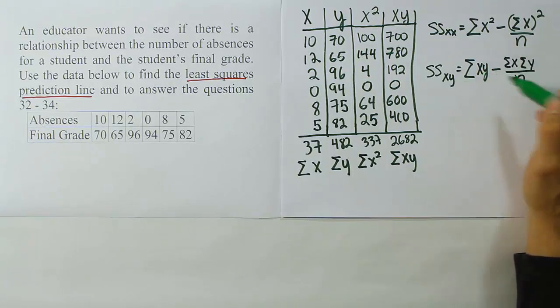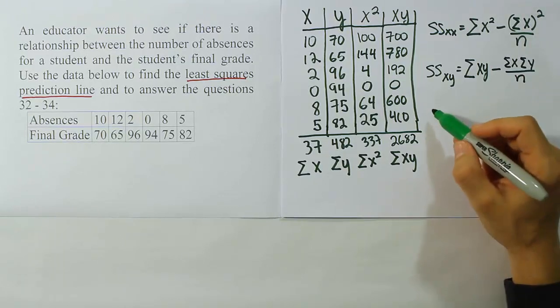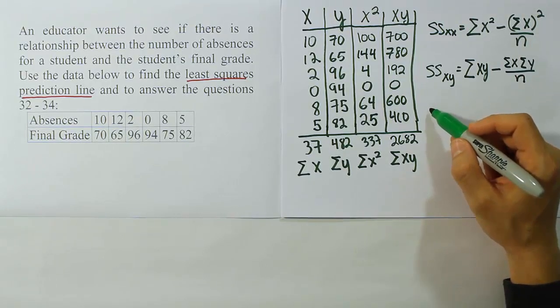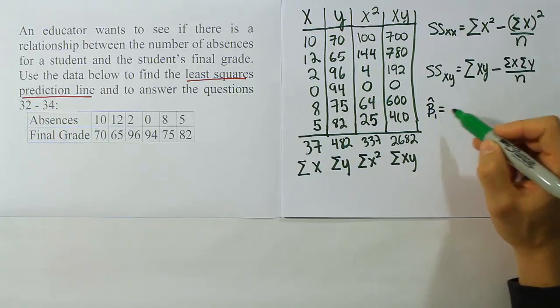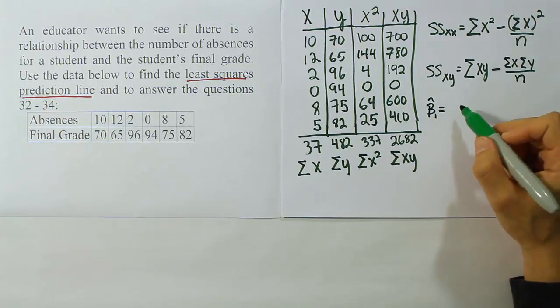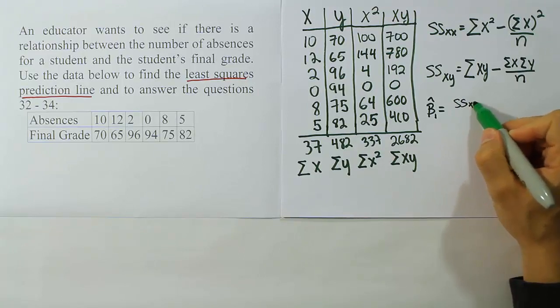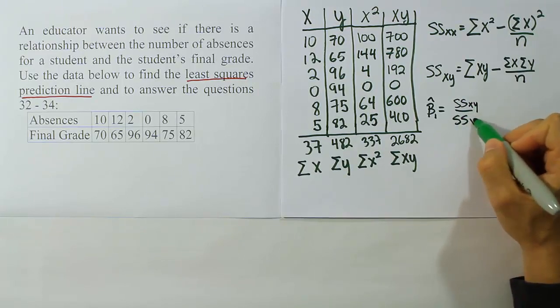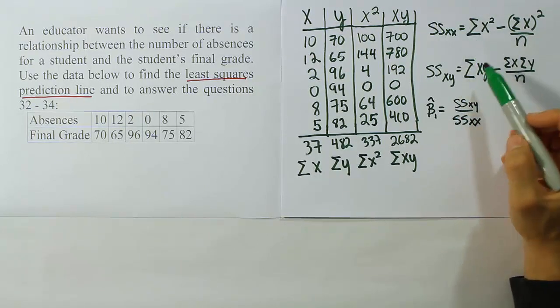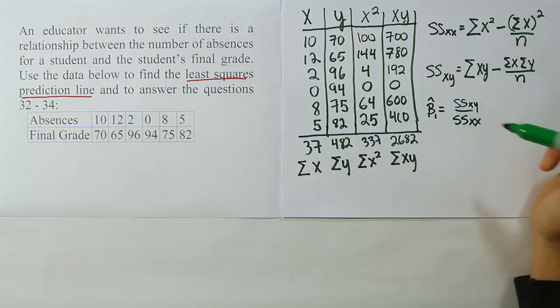And then from there, we're going to take those and plug them into a special set of formulas. The first one is going to give us an estimate for our slope. That's going to be beta 1 hat. And the estimate for the slope is pretty nice. It actually is going to use SSXY over SSXX. So once we've calculated these 2 quantities, we can get the slope directly from that.